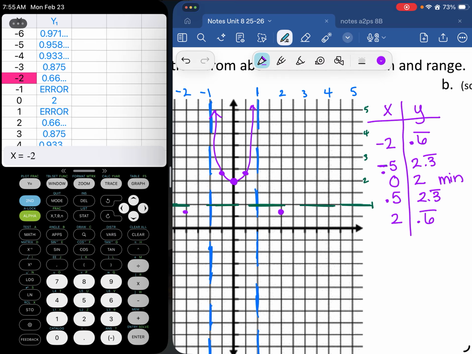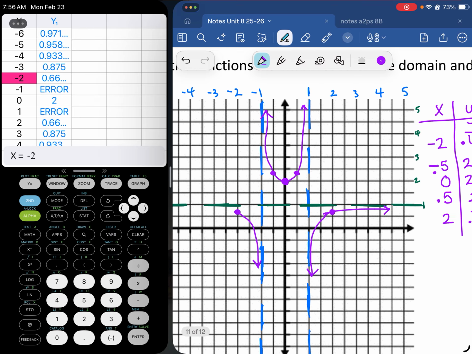So over 2.6. And I'm just going to draw a curve. Doesn't have to be perfect. I'm not looking for perfectness. Going to come down and go like this. And going to go up like this. Done. Come down, mimic, and go this way.